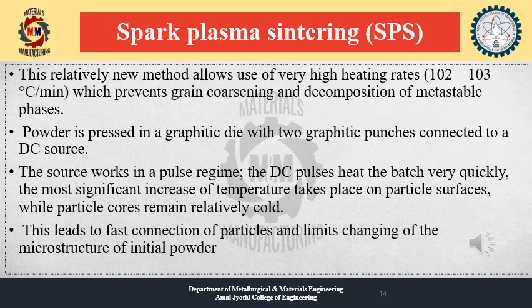Spark plasma sintering process. This relatively new method allows the use of very high heating rates, 10^2 to 10^3 degrees Celsius per minute, which prevents grain coarsening and decomposition of metastable phases. Powder is pressed in a graphite die with two graphite punches connected to a DC power source. This source works in a pulse regime. The DC pulses heat the powder very quickly. The most significant increase of temperature takes place on particle surfaces, while particle cores remain relatively cold. This leads to fast consolidation of particles and limits changes of the microstructure of the initial powder.